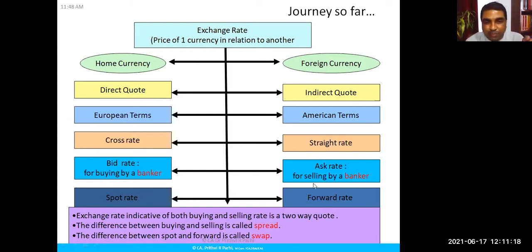The difference between spot rate and forward rate is called what? The difference between spot and forward is called swap. And the difference between bid and ask is called spread. Okay, these are the concepts.